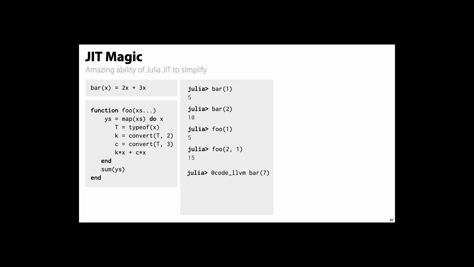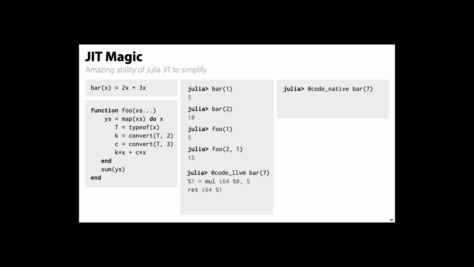So let's look at bar with an argument 7. Do the code LLVM thing again. Look at that. It's just one instruction, a multiply. And you can see there's a 5 there. So Julia figured out that 2x plus 3x is actually the same as 5x. So we can just simplify it to one instruction.